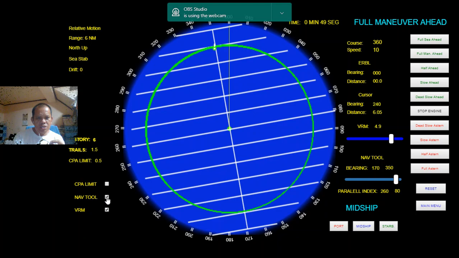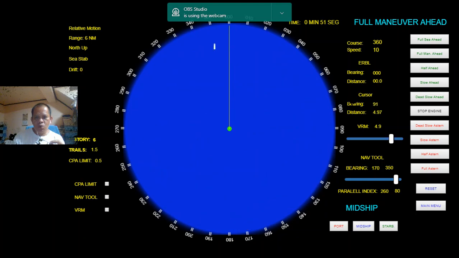We just erase this one and that one. So we just use the cursor. See, if you see the cursor, that is 350 bearing, distance 4.5. So this is relative motion. Relative motion means your ship is in the center of the radar, your cursor is in the center. Your contact is moving relative, meaning it is your movement and its movement. I will just explain it later.